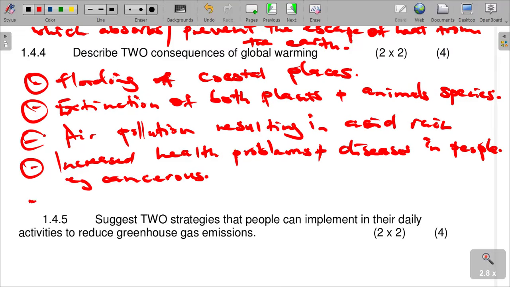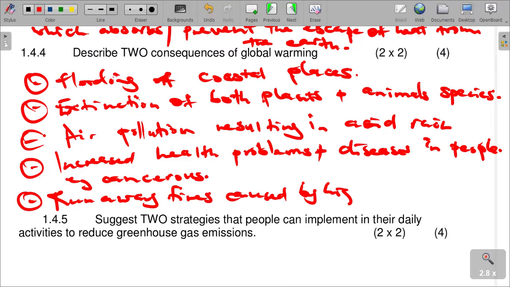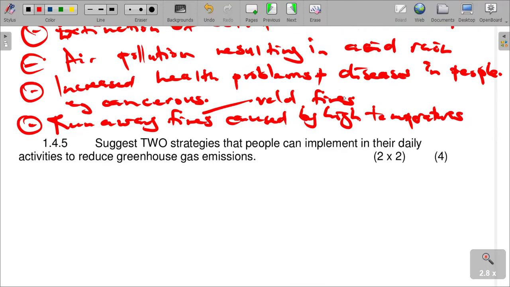We can also have runaway fires caused by high temperatures. We have problems of fires that can be caused by high temperatures. These are called veld fires, runaway fires, which destroy our animal habitats, resulting in a reduction in biodiversity. That is one other problem that we need to understand.